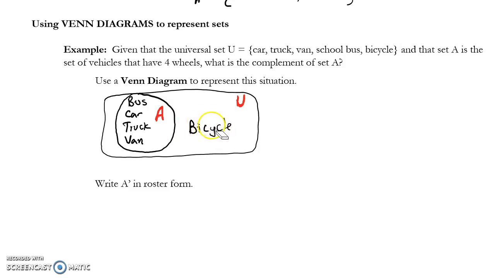I have to put it inside the universal set. I can't write it outside the universal set. If I put it out here, it doesn't count. Now if I write A prime in roster form, that's just the bicycle. So I just write bicycle. I keep it in that set notation.